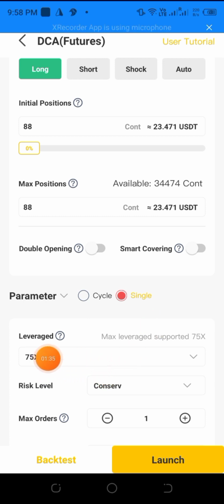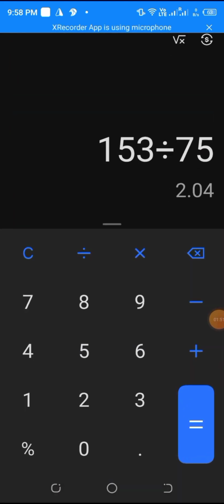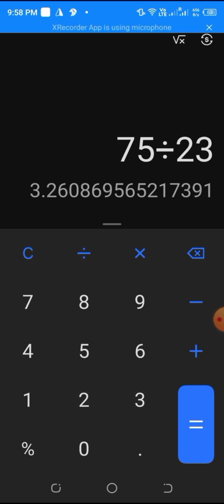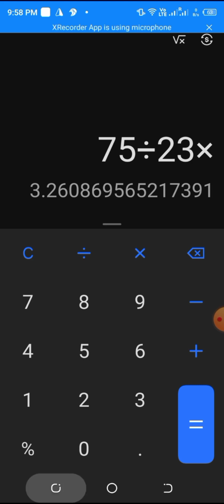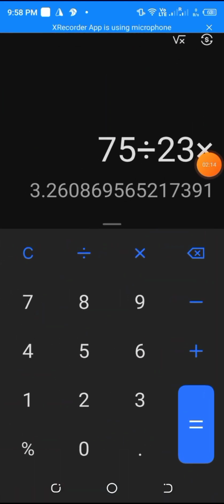What I do is I divide my leverage by the discounts, and I multiply it by the initial position. When I divide my leverage, which is 75, by my count, which is 23, I get 3.2. Then that 3.2, I multiply it by my initial position, which is 88.